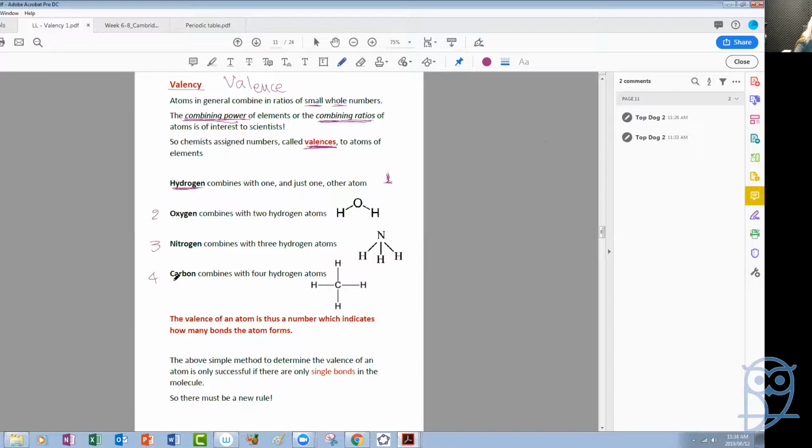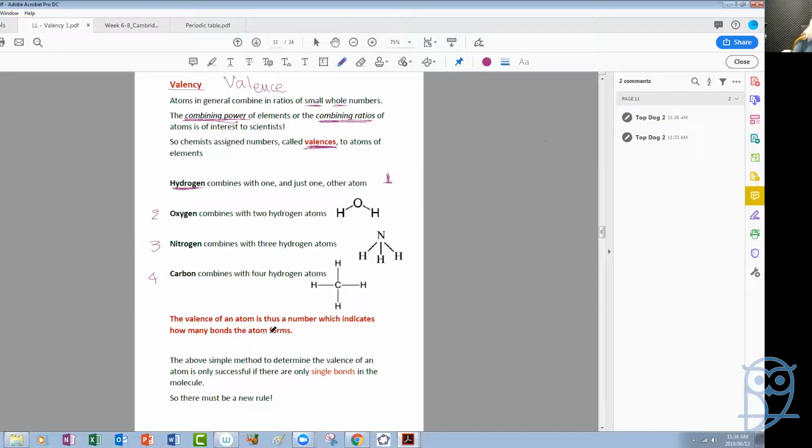Which means those numbers, those valencies, actually represent how many bonds these atoms can form. So in general, we can say, since the 19th century, the valence of an atom is thus a number which indicates how many bonds this atom can form.